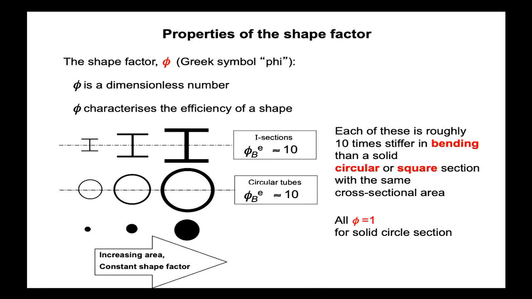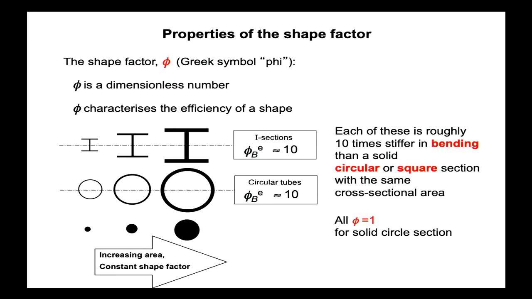What's also nice about where we're going with this is that if we have an I-beam, and I'll talk about this BE in a second, this is about bending. We have about 10 times stiffer in bending than a solid circular or square section of the same cross section. And circular tubes are in the same kind of ballpark. You've done all this in an earlier subject. Second moment of area is one of the big things we're going for here. So the same amount of area, change the shape, and we get engineering advantage.